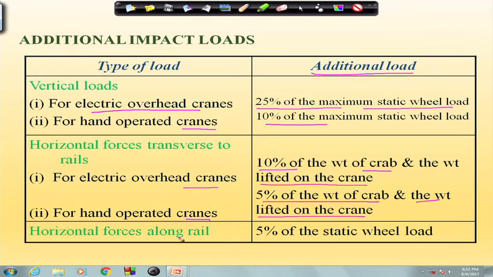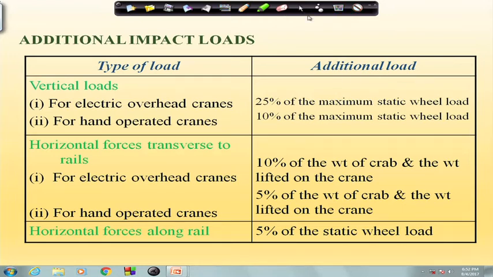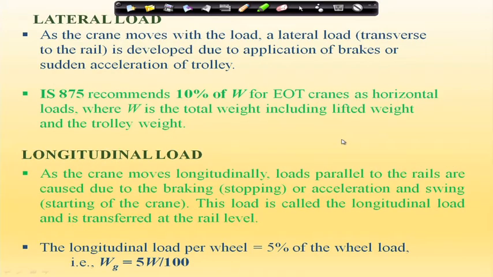Then horizontal forces along rail, that is 5% of the static wheel load, that has to be considered. So, when we are going to design a gantry girder, we first need to calculate the additional load which are coming due to impact, and that has to be added with the developed load, and then we have to go for maximum effect for those loads, and then we have to go for design.